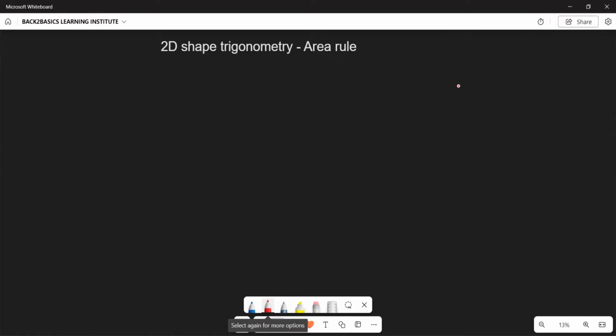Now, what we are going to be looking at today is the area rule. Previously you have learned that to find the area of a triangle, you used the area formula: area is equal to half base multiplied by height. And this is not just any height, but a perpendicular height.